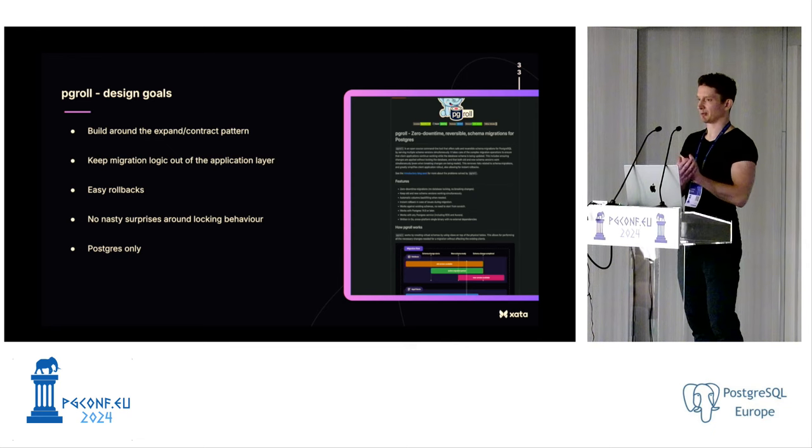Next, we knew this was going to be a Postgres-only tool from the outset. Other migration tools out there, like Flyway and Liquibase, support multiple database engines, and this is great in that you can leverage your knowledge of those tools across whatever engines you're working with. But what you lose with that approach is the ability to go very deep or very specific into one particular engine and take advantage of features that might be there to support zero downtime migrations.